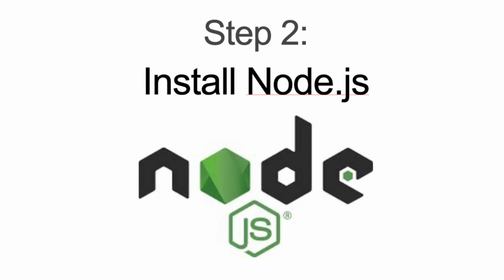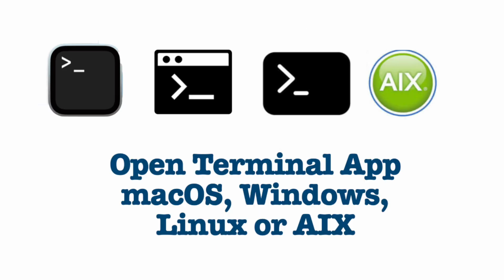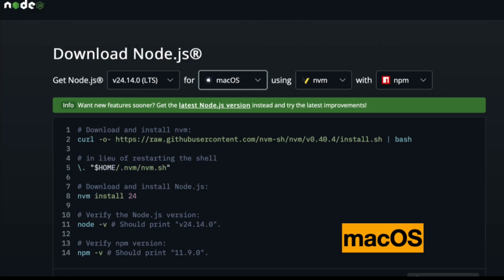Step 2. Install Node.js. Next, we need to install Node.js, which is required to run the openclaw AI agent. Open your terminal, macOS or Linux, or Command Prompt on Windows, and verify that Node.js is properly installed on your operating system by running the following command. To download and install Node.js on macOS, the recommended approach is to use NVM, Node Version Manager.